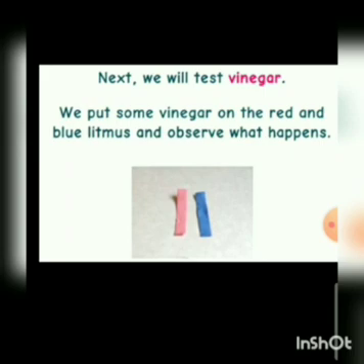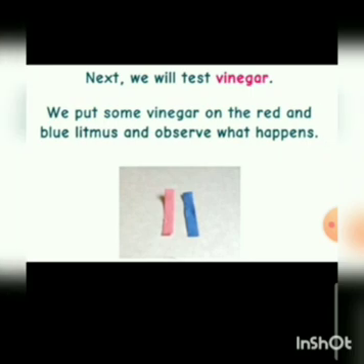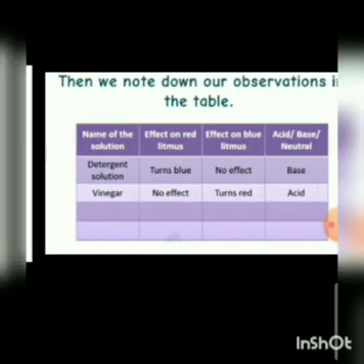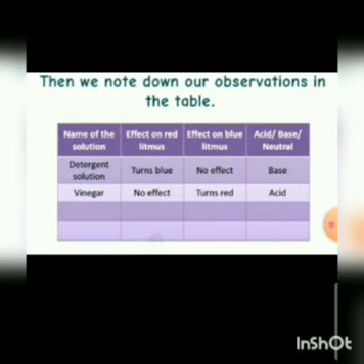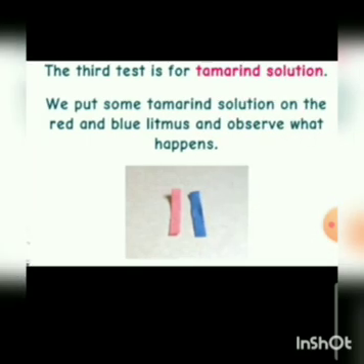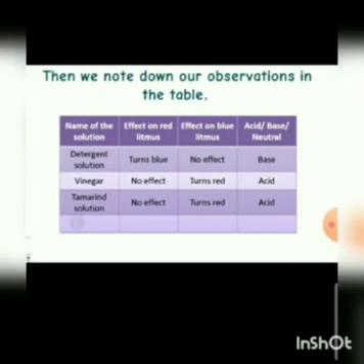Then next we will test with the vinegar. We will put some vinegar on the red litmus paper and blue litmus and observe what happens. There was no effect on red litmus paper, but the blue litmus paper turned red. So it is acidic. So vinegar is acidic. Then the third test is for tamarind solution. We put some tamarind solution on both the litmus papers and observe what happens. The red litmus paper had no effect, and the blue litmus paper turned red.